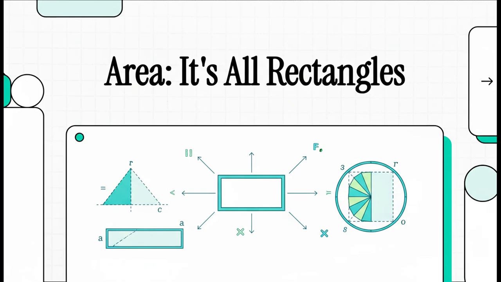Welcome to The Explainer. Today, we're going to let you in on a secret that's been hiding in plain sight. You know all those different formulas for the area of a triangle, a parallelogram, even a circle? Well, it turns out they all come from one simple idea, the humble rectangle. And once you see it, it'll completely change how you look at geometry.